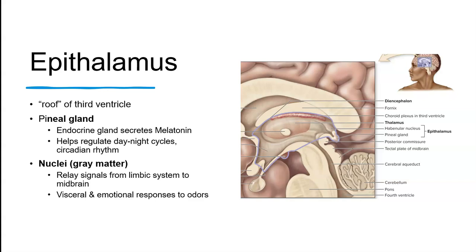In addition to that, there are nuclei that are going to relay signals from the limbic system to the midbrain. This is also involved in visceral and emotional response to odors. For instance, if you smell something and it makes you happy, makes you think of Granny's apple pie, well, that is being processed in the nucleus of the epithalamus. If you have something that when you smell it, it makes you nauseous, that is a visceral reaction to that smell. And of course, that is processed in the epithalamus as well.